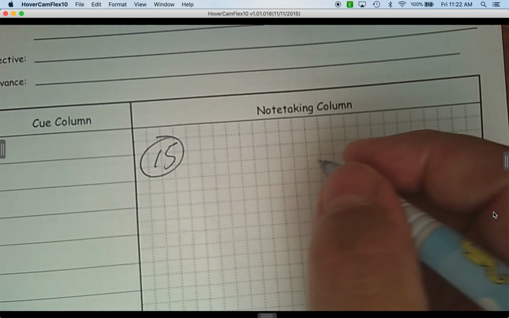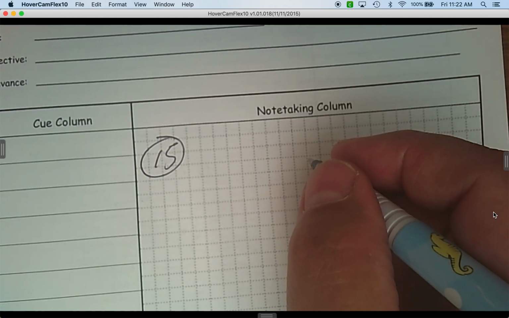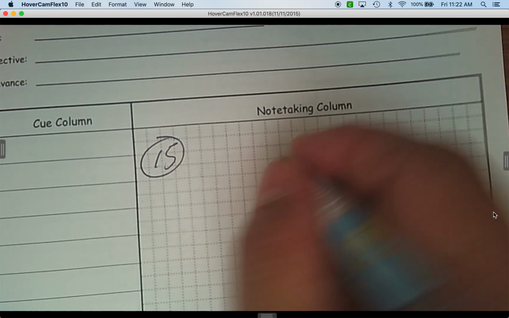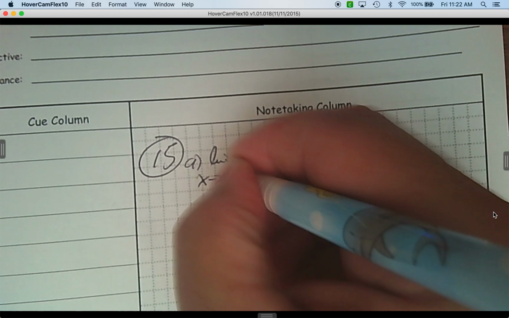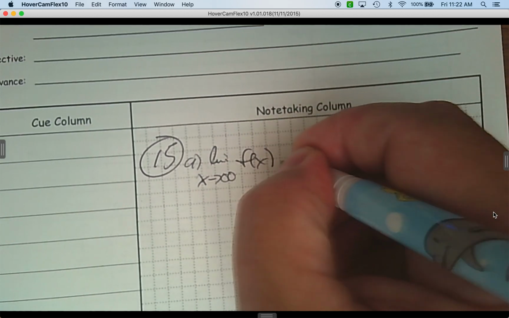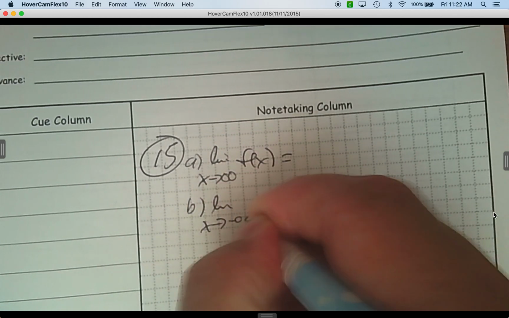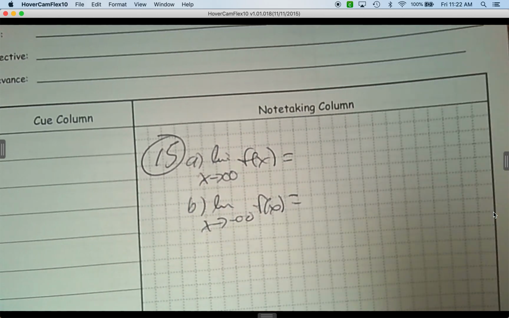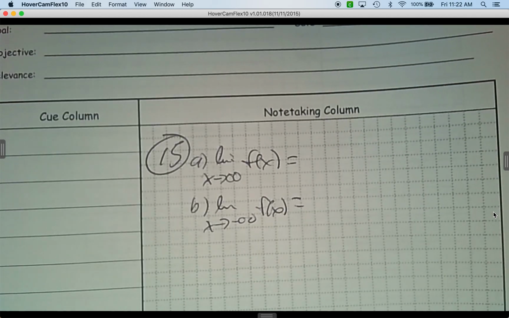In number 15, you're given a graph. So find these limits without using a calculator. So 15a is the limit as x approaches infinity of f of x. I could just write it that way. And then the other side, the limit as x approaches negative infinity. These are asking end behavior questions. We did these questions before. These are end behavior questions.